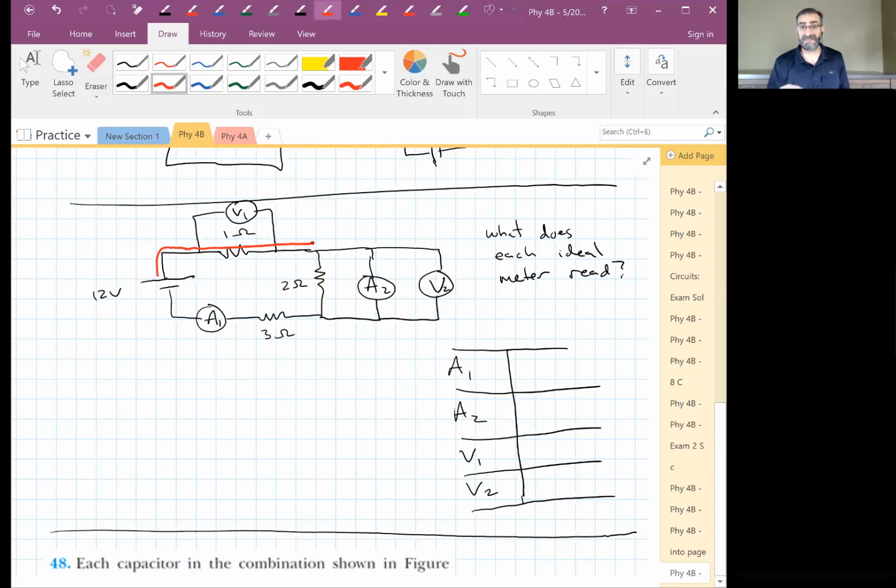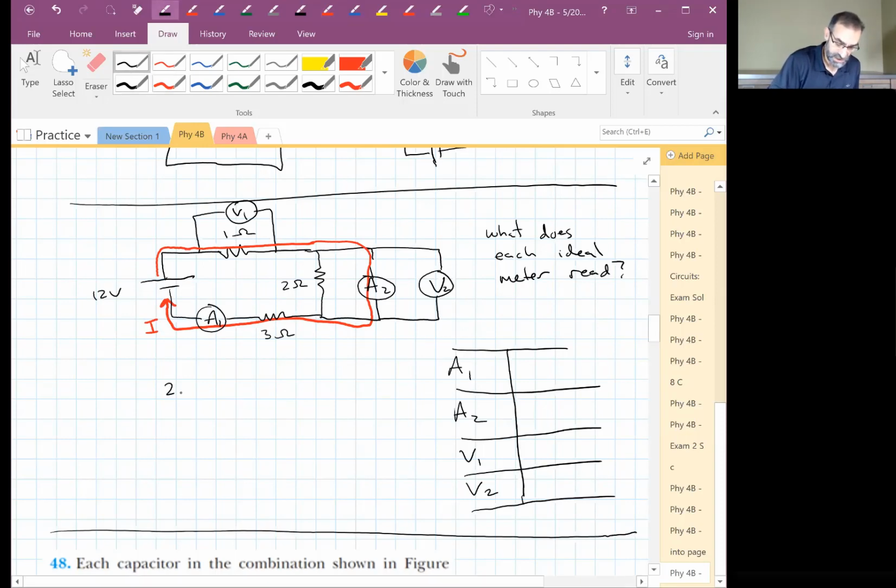So remember, we said if there's some resistance in every path, some current will take every path. But if there's a 0 resistance path, all the current takes the path of 0 resistance. And in this case, an ideal ammeter has 0 resistance. So all the current takes the path of 0 resistance, and then it goes back to the battery. Basically, the 2 ohm resistor is shorted out.